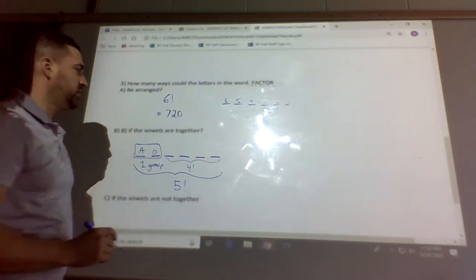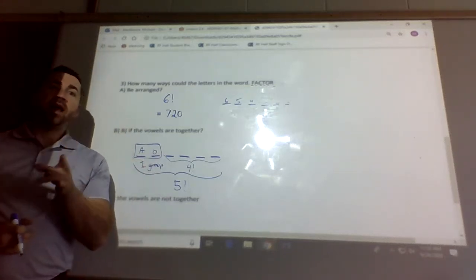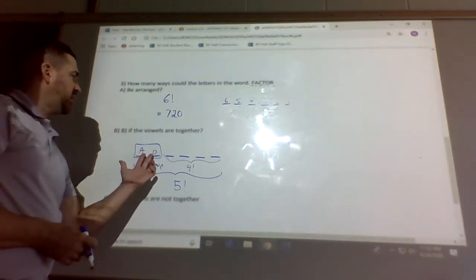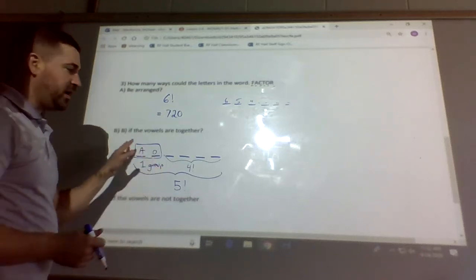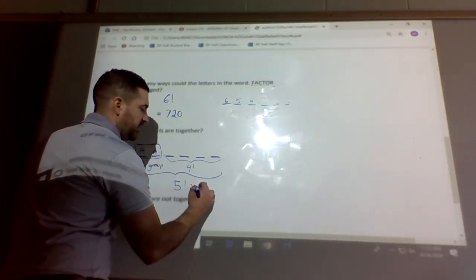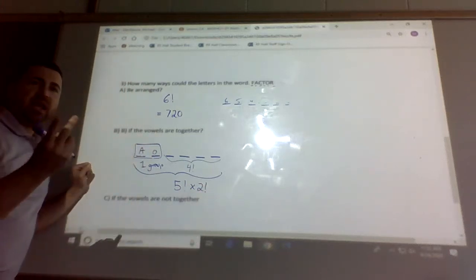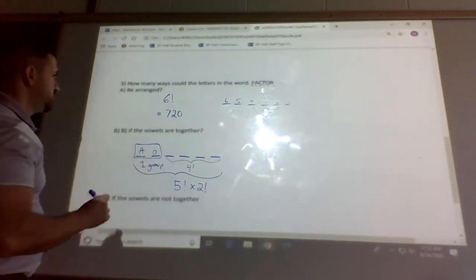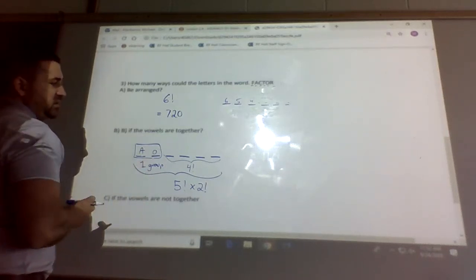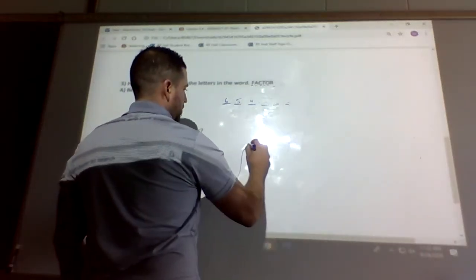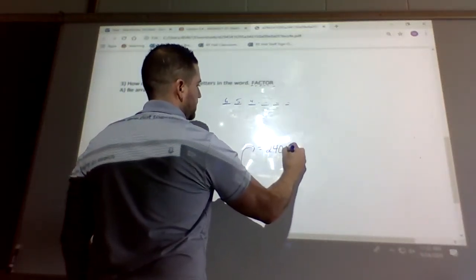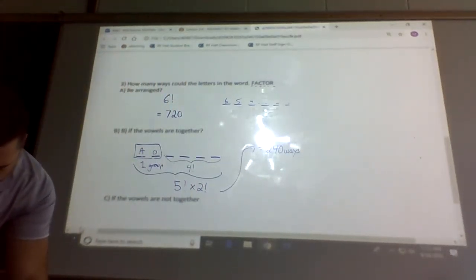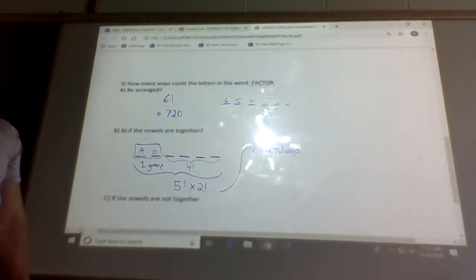Okay, so 5 factorial. And then I said there's one extra part to this. The A and O could be in this order, or they could be in the flipped order of O and A. So we take the 5 factorial and times it by 2 factorial, because the A and the O can switch positions. So 5 factorial, let's do 20 times 6, 120, equals 240 ways. Just want to double check that. 5 factorial times 2 is 240 ways.